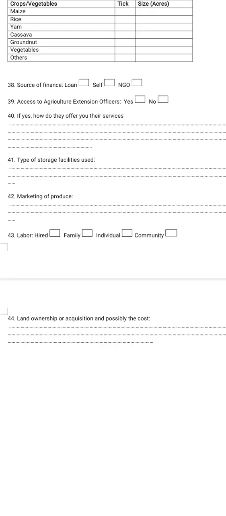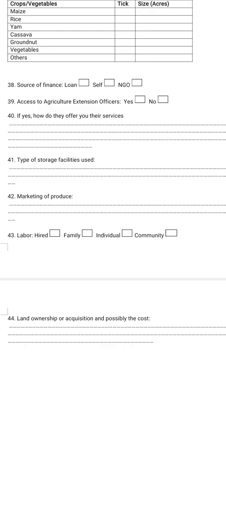Access to agricultural extension officers. If they get an extension officer from the district, you ask them. If they say no, you write the no in your book. If yes, how did the officers offer their service? If they say yes, you ask them how they helped them, and they tell you, and then you write it down for your data.